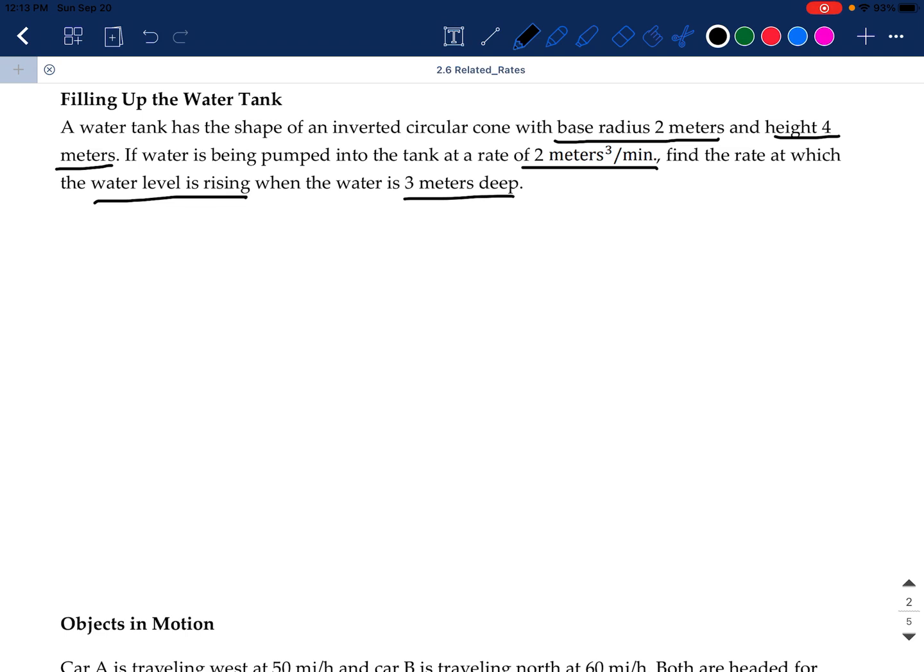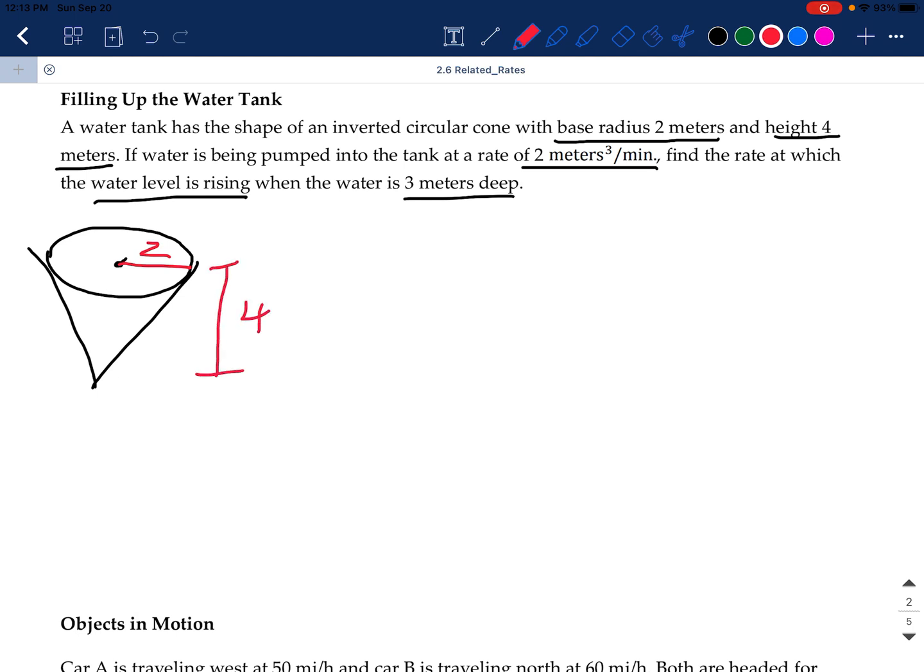So we'll start with the inverted circular cone. Instead of the cone being above, the cone is kind of like the base. So our tank is going to look like this, but flipped. And we've got our radius is 2, our height is 4. And note we're filling it up with water. So we've got some water inside of there. And so we want to know how fast the height is changing, right? How fast the water level is rising up.